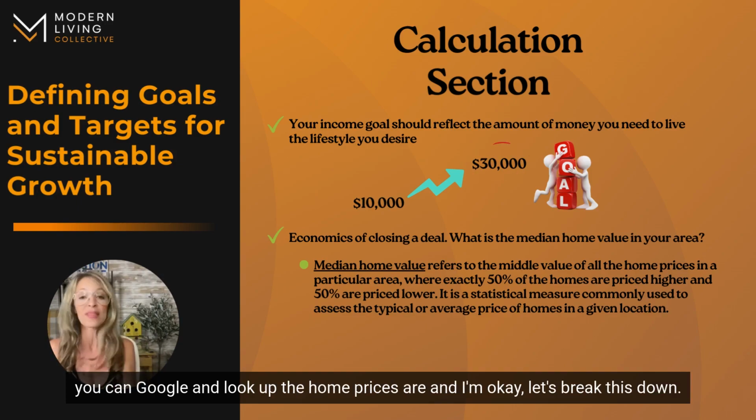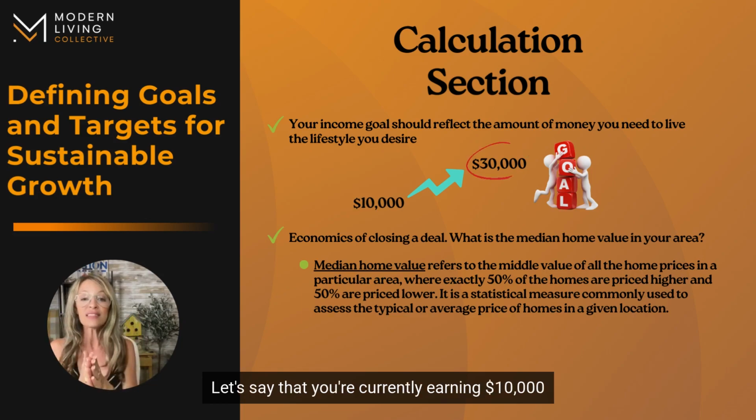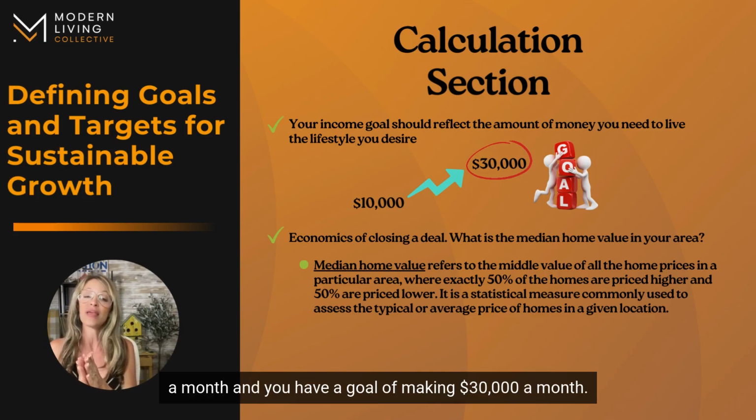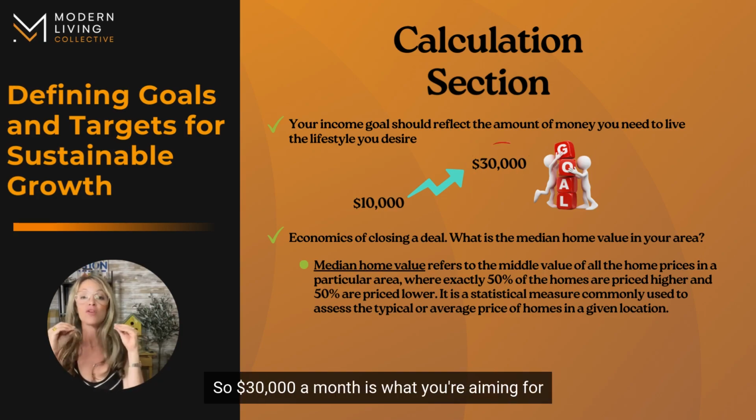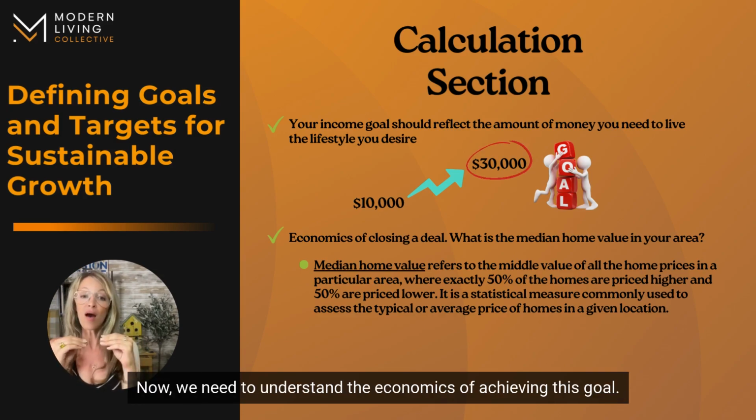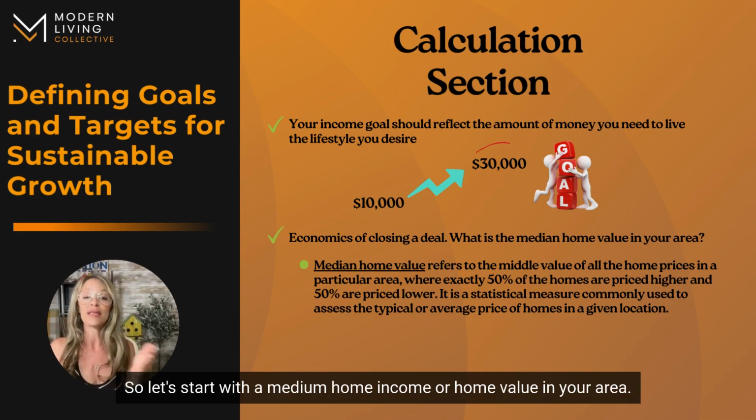And okay, let's break this down. Let's say that you're currently earning $10,000 a month and you have a goal of making $30,000 a month. Great, that's gonna be your target. So $30,000 a month is what you're aiming for. Now we need to understand the economics of achieving this goal. So let's start with the median home value in your area.